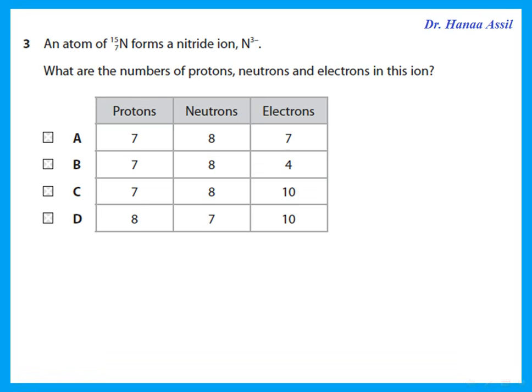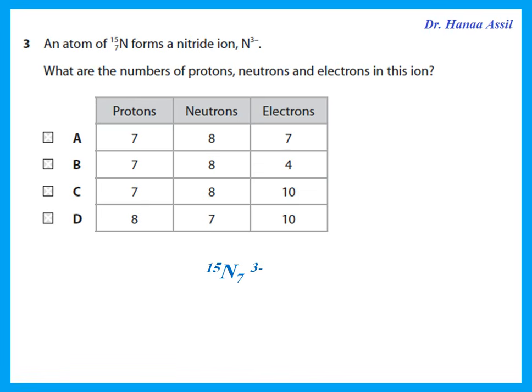Okay, the third question says an atom of nitrogen forms a nitride ion. What are the numbers of protons, neutrons, and electrons in the ion? So actually, I'm looking at N3 minus, and he's already given you that the mass number is 15, the atomic number is 7. So if the small number or the atomic number is 7, that means the number of protons is 7. What about the number of neutrons? How do we get the number of neutrons? It is the mass number minus the atomic number. So 15 minus 7 is 8.